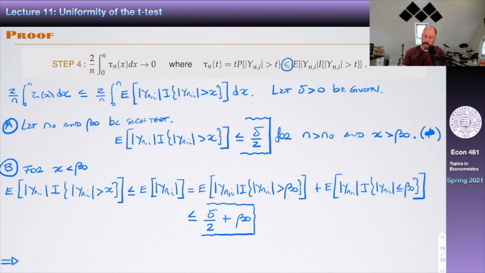I'm gonna grab this object now. So it's gonna be 2n, the integral 0 to n of this thing, which I'm not gonna write dx, to see if I can make it fit. It's just gonna be 2n, the integral from 0 to beta naught dx plus the same integral from beta naught to n.